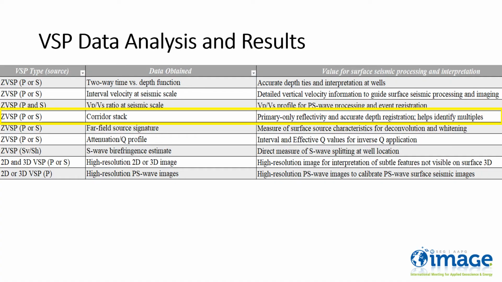Next, we'll quickly revisit the corridor stacks. To reiterate, this is considered a high signal, primary only measurement of the reflectivity series. In this study, we have both P and S wave data, which we can also use for more advanced multiple analysis.